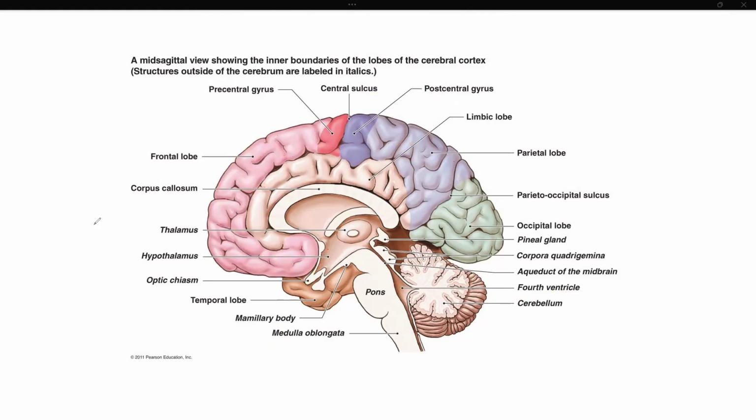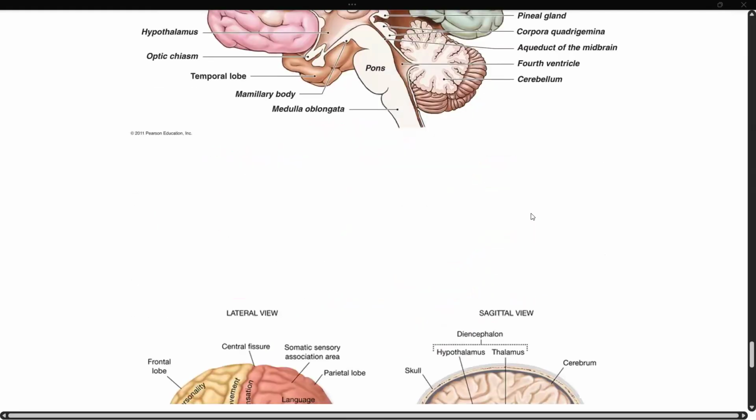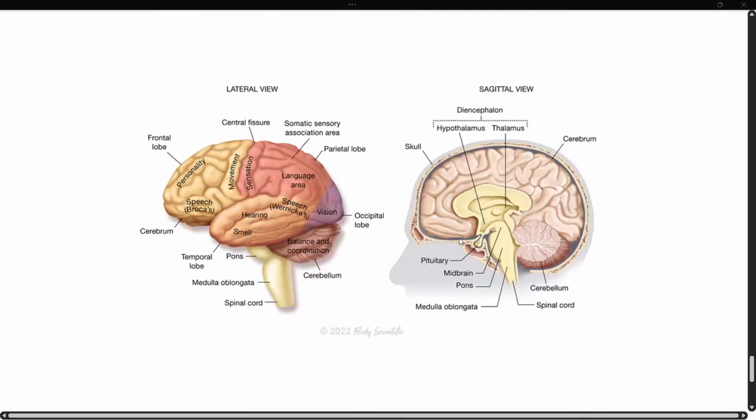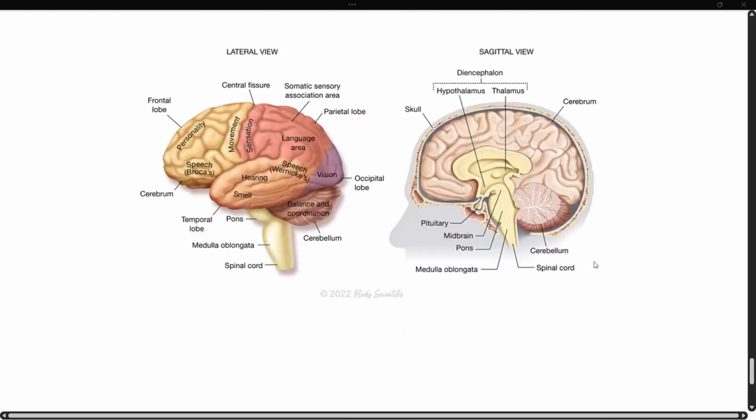Remember, again, I'm just trying to review these for you in simple words, because you just need to know, you don't need to go into details. Now we have different views and different names, and each part has its function. We will get into this a little bit later.